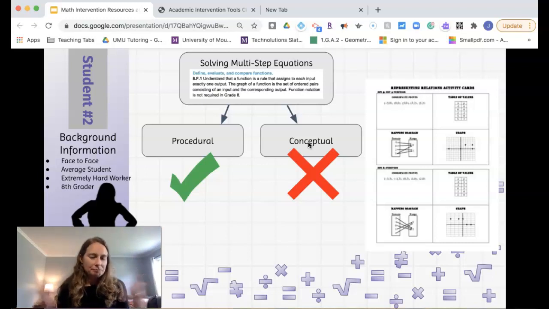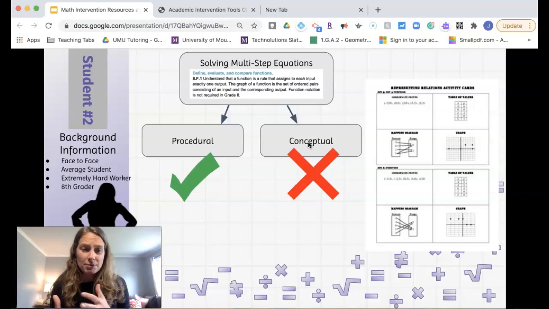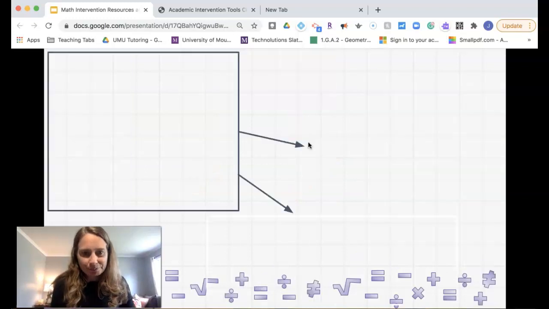Like, no idea. So I knew for her, I was going to do a conceptual intervention because I really felt like procedurally she knew how to solve these problems and she was getting them right. But I could make her life a lot easier and remove some of her cognitive load if I could show her the backdrop of what she's doing and why this is important.